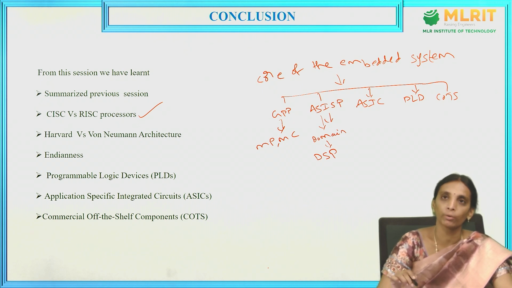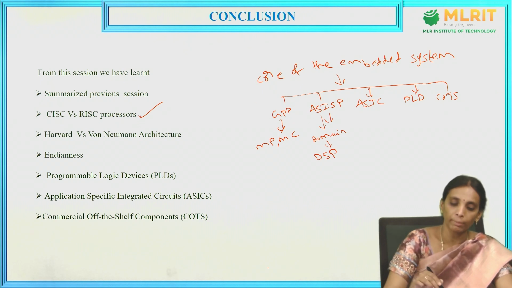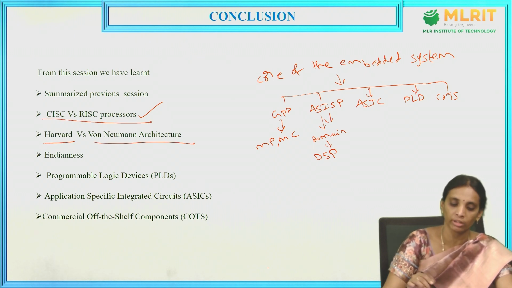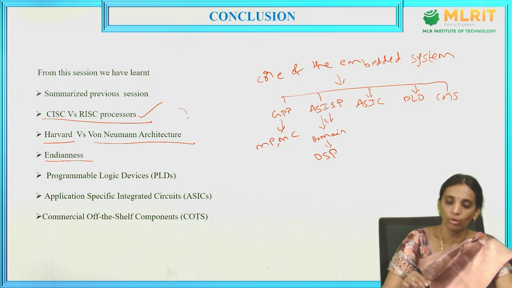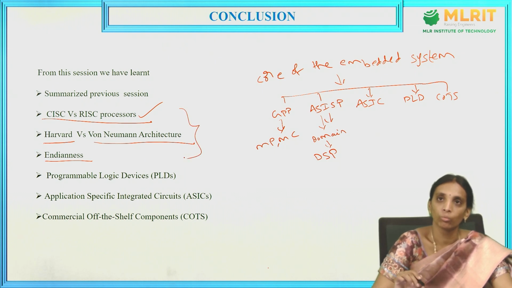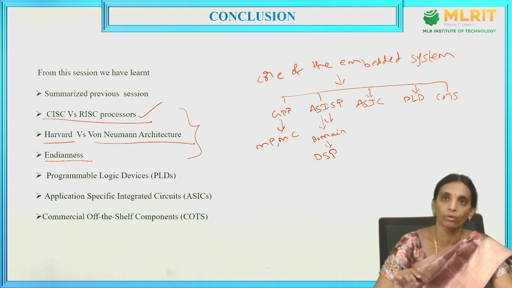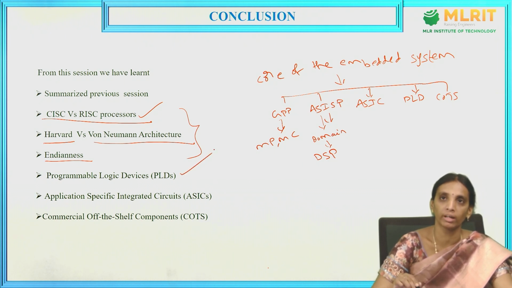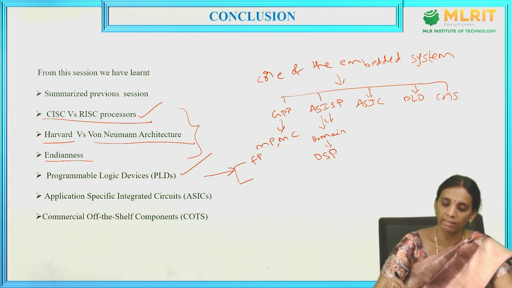So, selection of the processor depends on the comparison of CISC and RISC processors and of Harvard and von Neumann architectures. While learning all these things, we can choose a particular processor for our application. And the next one is programmable logic devices. These can be programmed, and hence by using the programming methodology, we can change our design at any time. There are two types of PLDs, FPGAs and CPLDs.